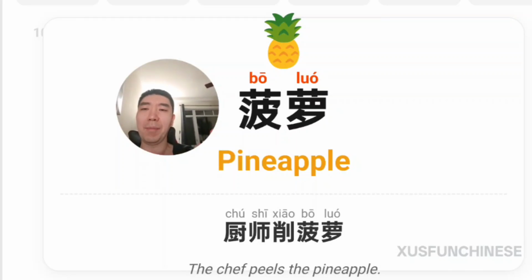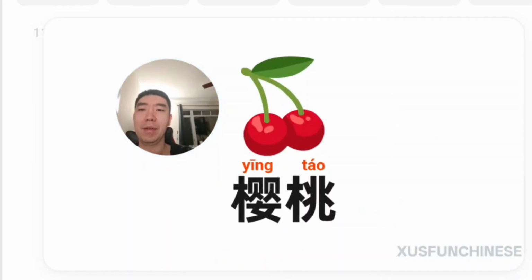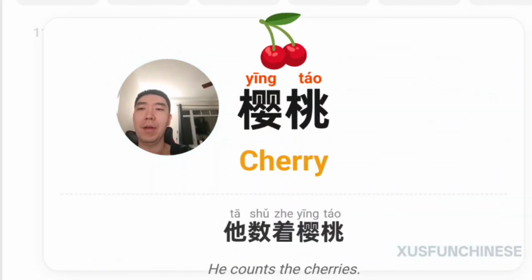菠萝。厨师削菠萝。So 菠萝, I think it's also a phonetic, but you can see the character has a grass radical for both of them. So that tells you this is a plant, something from the tree. 樱桃。他数着樱桃。So 桃 is peach actually. 樱桃 is just a combination of the peach and the 樱 tree. A lot of people think sakura is 樱花, so 樱桃 is a fruit of the sakura tree, but that's actually not true.